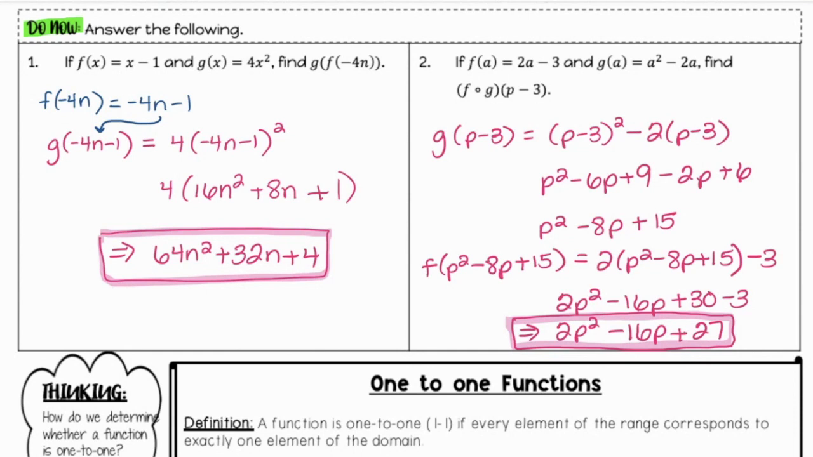For number two, we do pretty much the same thing. We start off with our original input of p minus 3. I input that into the g function. I do my algebra. I get some quadratic. That quadratic is my new input for my second function, which is my f function. I distribute the two, combine like terms, and I end up at 2p squared minus 16p plus 27.